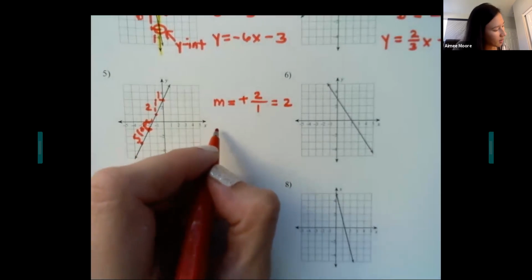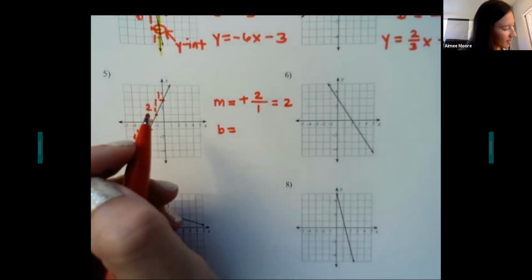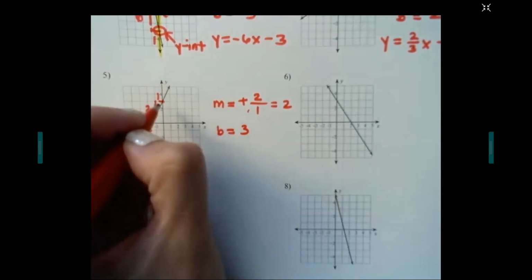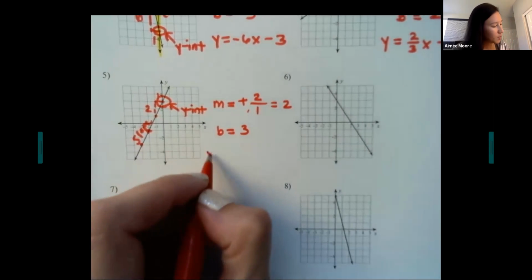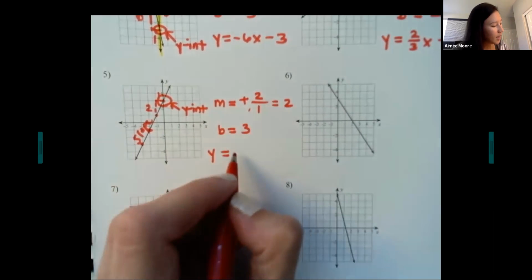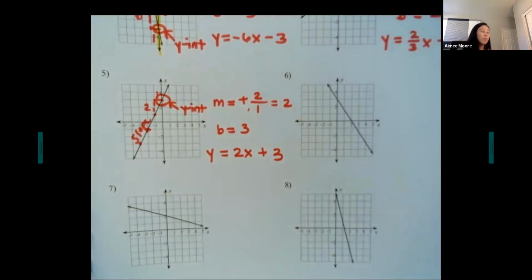And then our B, Dakota, what's our B? The B would be 3. Yes, you got it. Very good. So our y-intercept, or our B, is 3. Then we just plug it in. So y equals m, which is 2 times x, plus our y-intercept, plus b, which is 3.